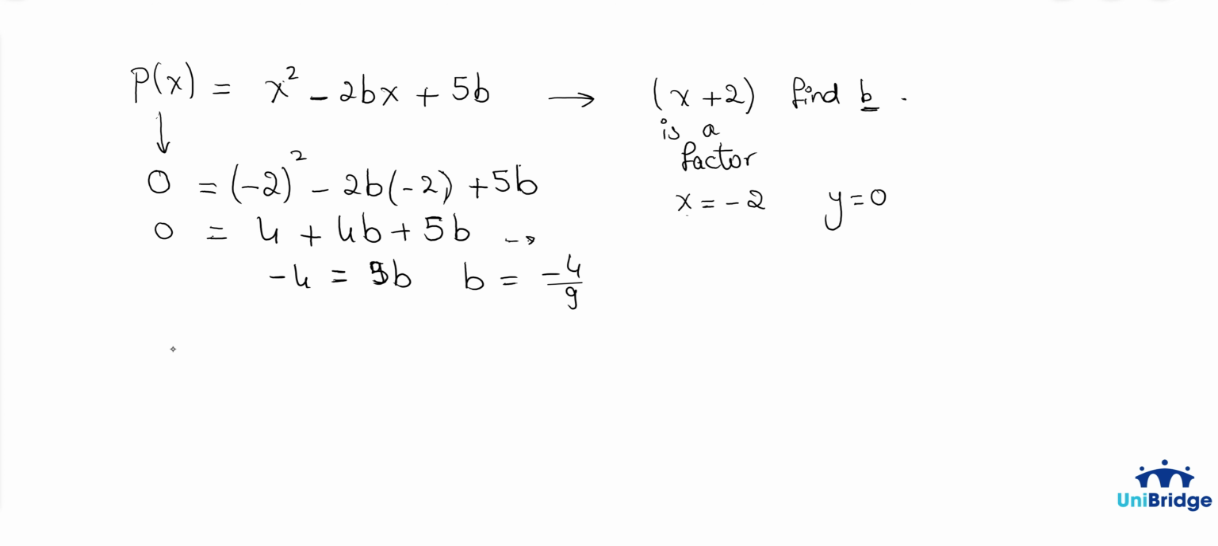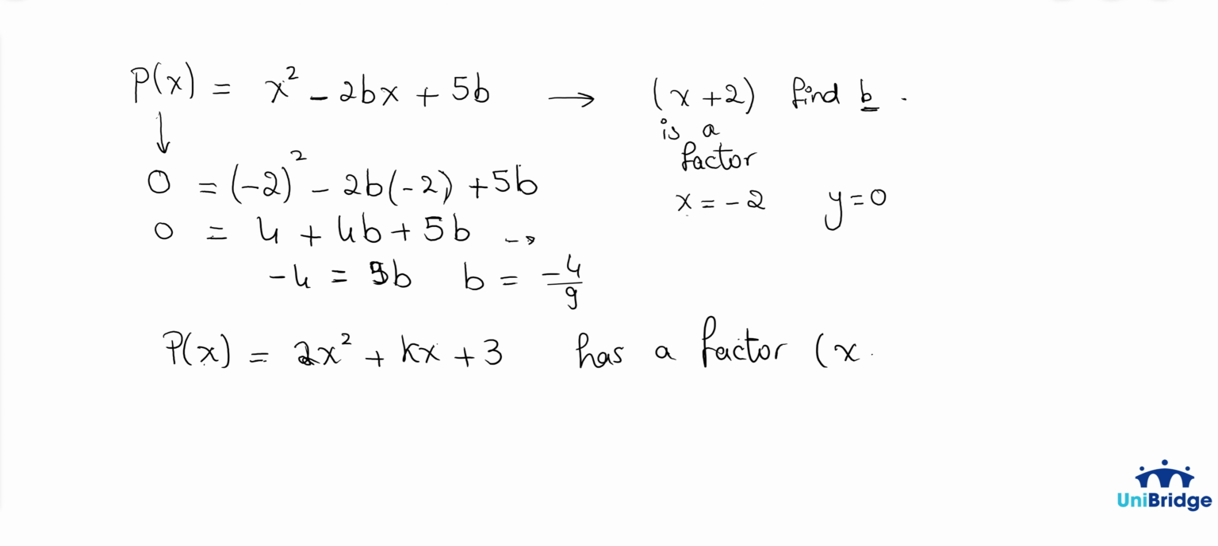Let's take another example. If I give you a polynomial p of x, and I told you that 2x squared plus kx plus 3 has a factor of x minus 3. Find k this time.